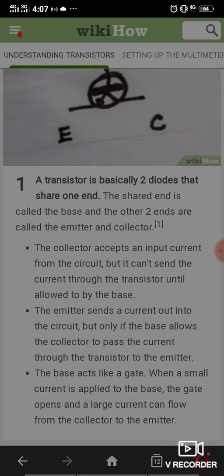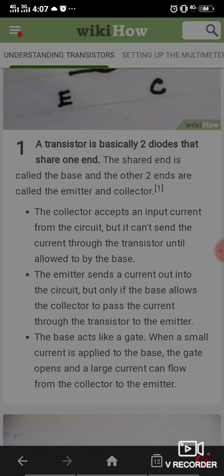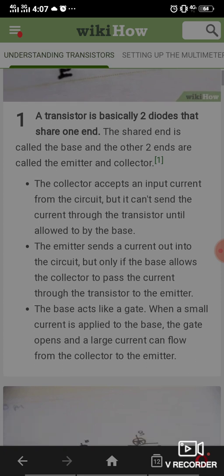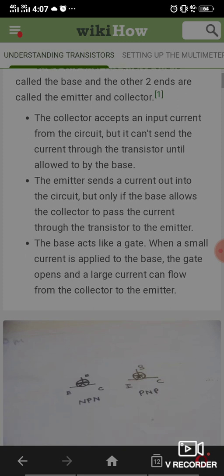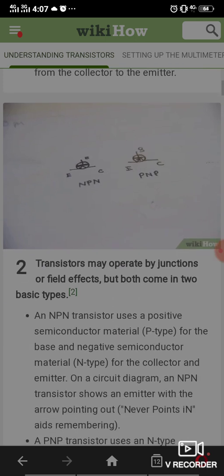The collector accepts an input current from the circuit, but it can't send the current through the transistor until allowed by the base. The emitter sends a current out into the circuit, but only if the base allows the collector to pass the current through the transistor to the emitter. The base acts like a gate. When a small current is applied to the base, the gate opens and a large current can flow from the collector to the emitter. So, a transistor may operate by junction or field effect, but both come in two basic types.